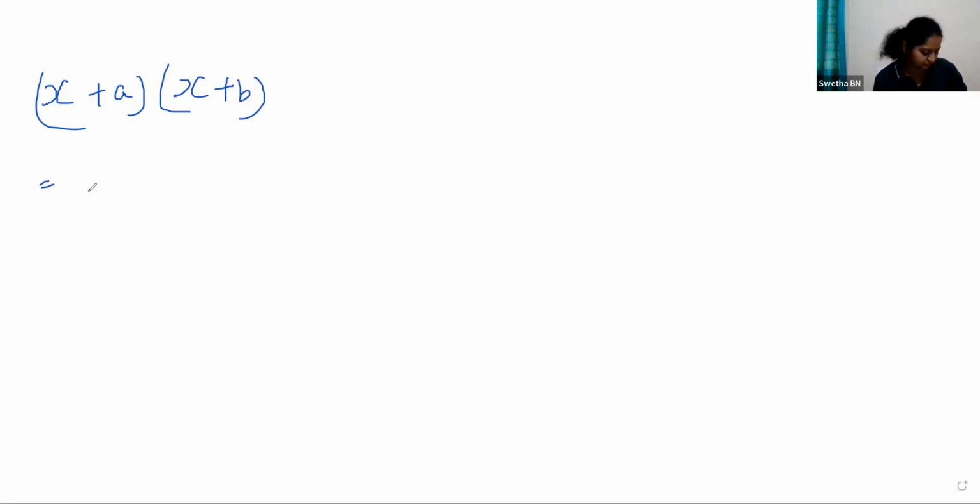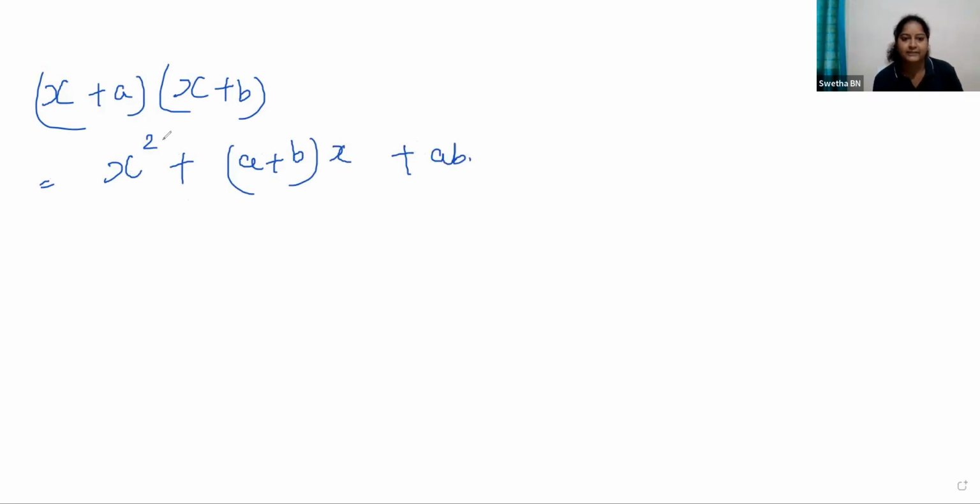Say yes or no. Okay, I will give you x square plus (a plus b) into x plus ab. Right, children? x square plus (a plus b) into x plus ab. So this is the formula, and I'll give an example: (a plus 5) into (a minus 4).